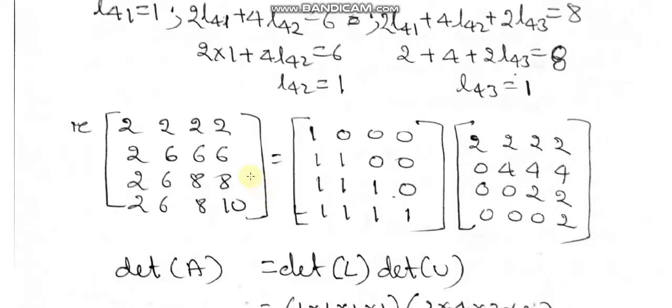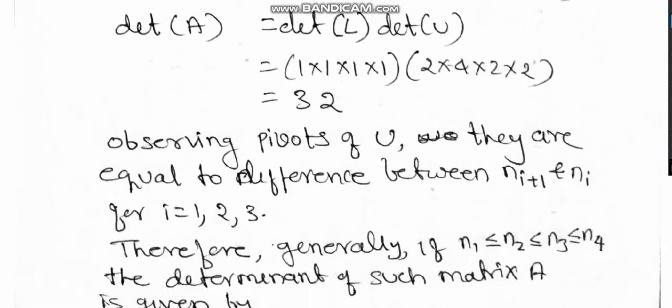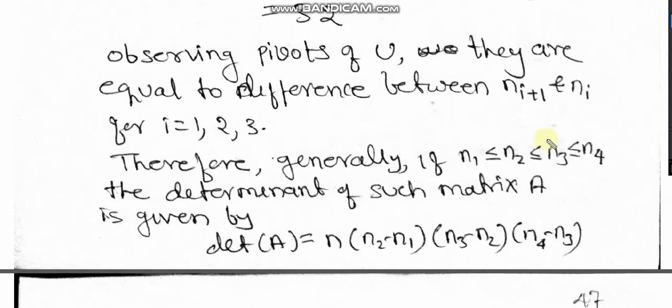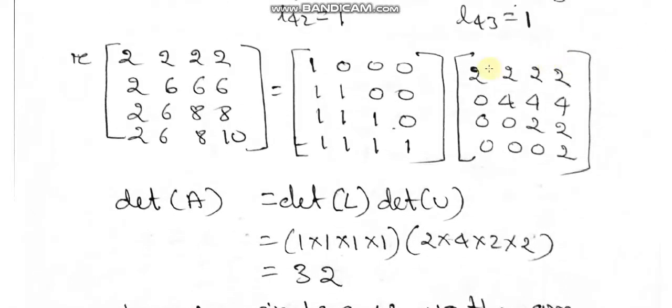So what is the determinant of L? It will be 1, 1, 1, 1 also. And the determinant of U will be, we have got it as how much? 32. So this is how we are finding it out. So the generalized expression, observing the pivots of U, they are equal to the difference between n of i plus 1 and n of i for i equal to 1, 2, 3. So I can write it as n1, n2 minus n1, n3 minus n2.